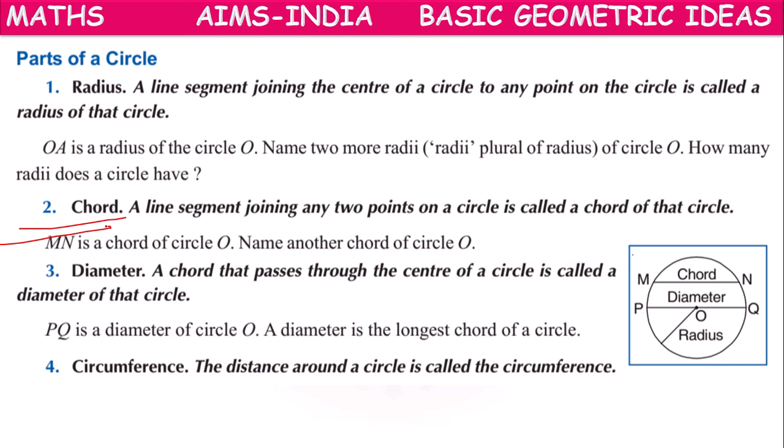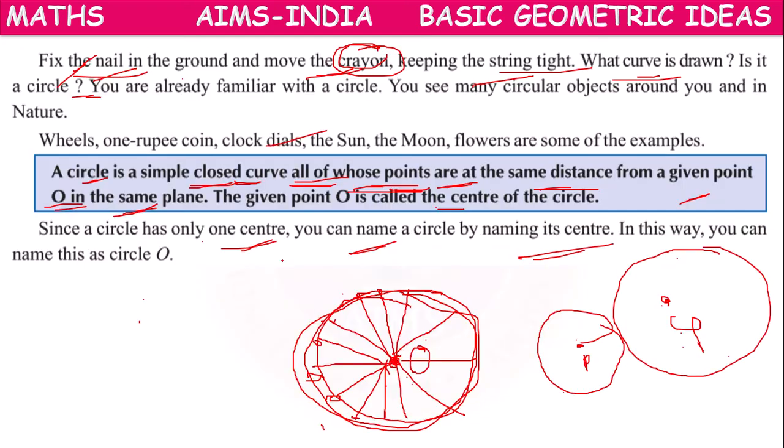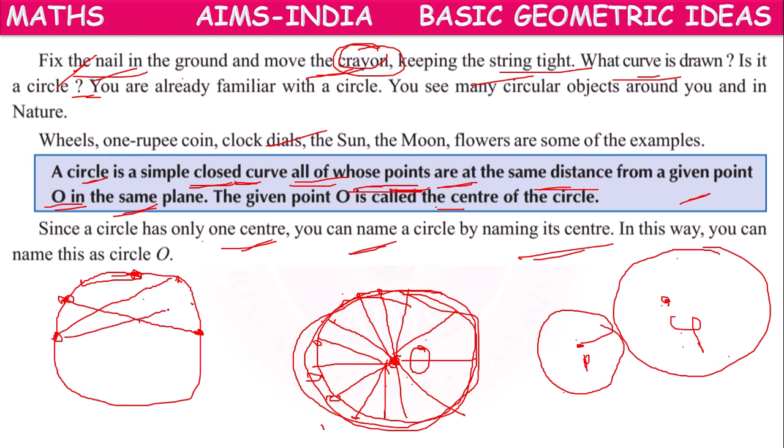Next, chord. For the circle, this is one point on the circle, this is another point on the circle. Joining two points on the circle is called a chord. This is another point, this is another point, chord. Or from the same point, another point, chord.